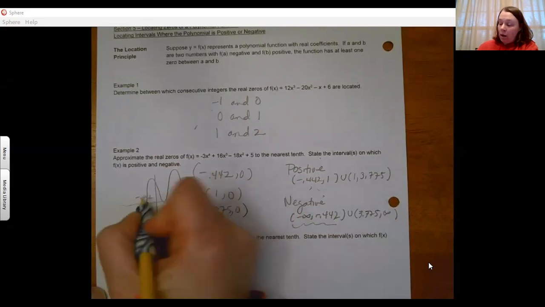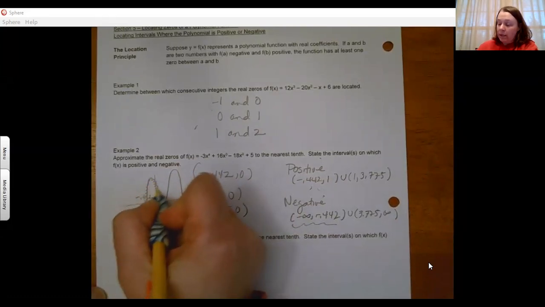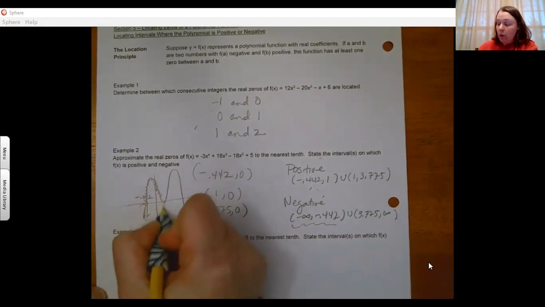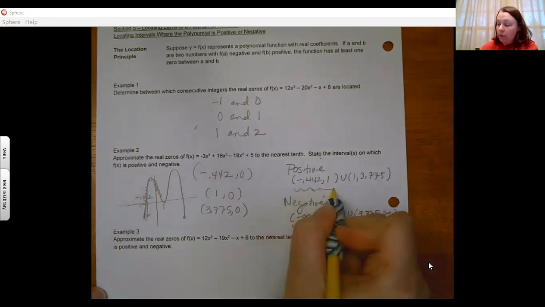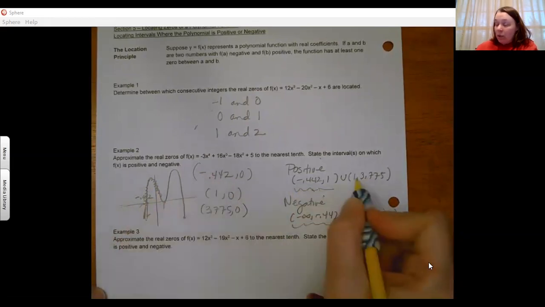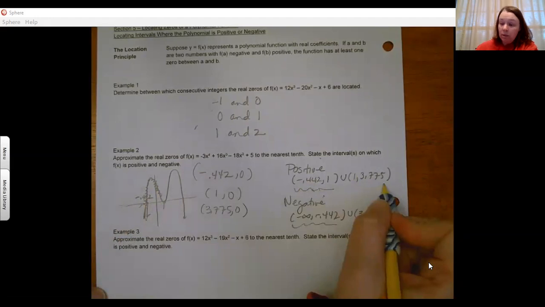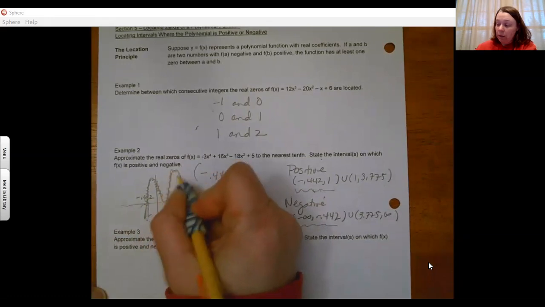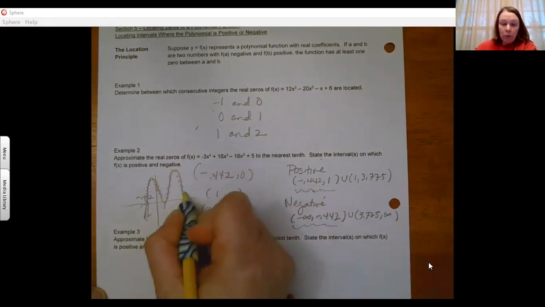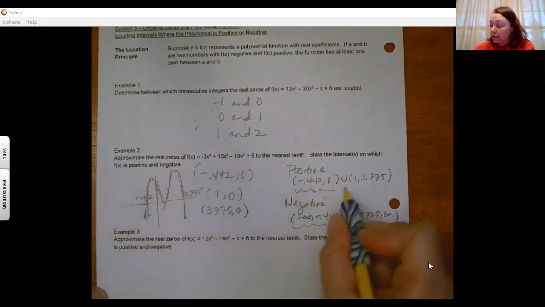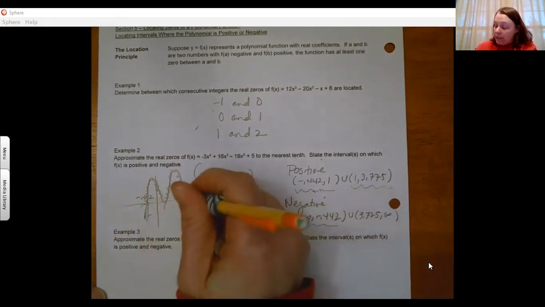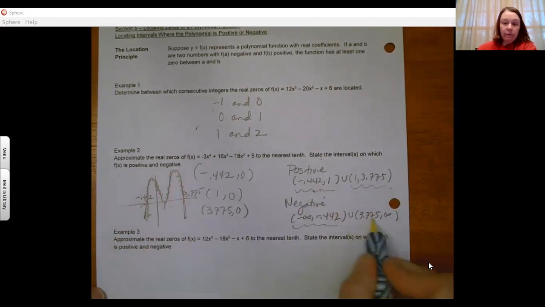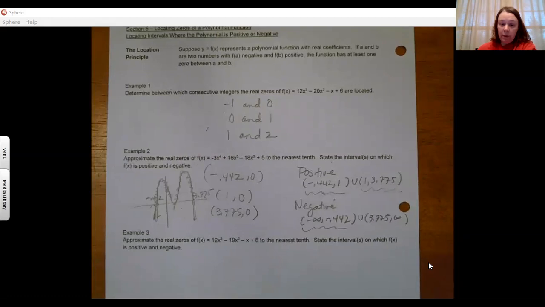All right, then here, all of these y values are positive. So from this x value of negative 0.442 to this x value, which was 1. That's where this guy came from. Then I had to have a separate interval for this one because technically at 1, the y value is 0, it's not positive or negative. So I had another interval here, from 1 to 3.775. That's this guy here. And then all of these y values are negative. The x values that correspond to that are from 3.775 to infinity.